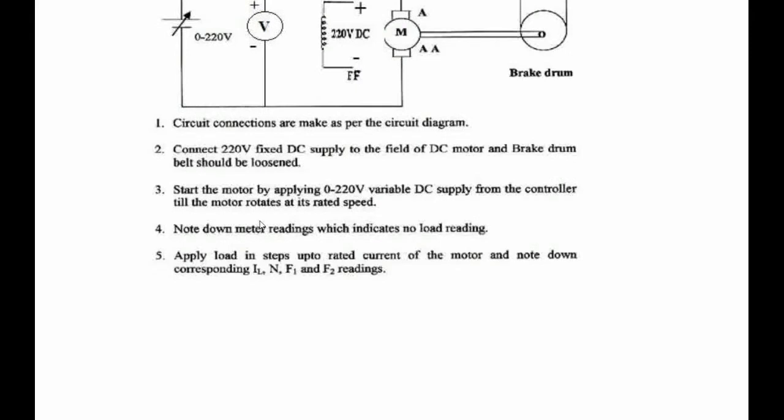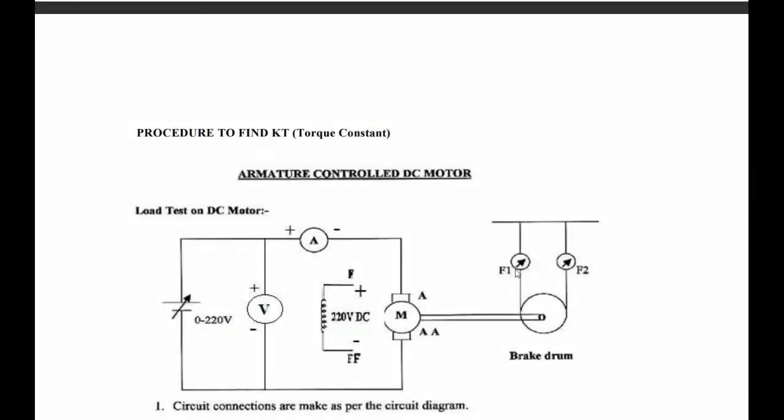Connect the 220 volts fixed DC supply to the field of the DC motor, and the brake drum should be loosened. Start the motor by applying the 0 to 220 volts variable DC supply from the controller till the motor reaches its rated speed. Note down the meter readings indicated on no load condition. Then apply the load in steps up to the rated current of the motor and note down the corresponding IL, speed and the F1 and F2 readings. F1, F2 readings are taken from these readings.